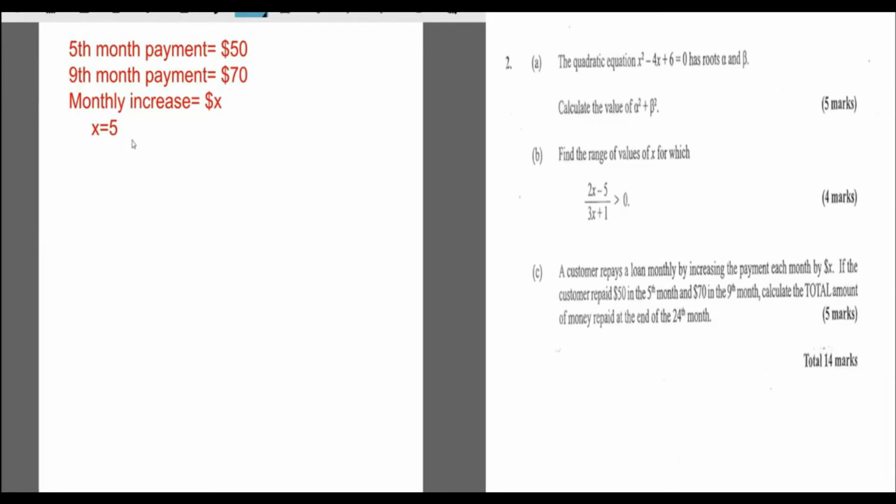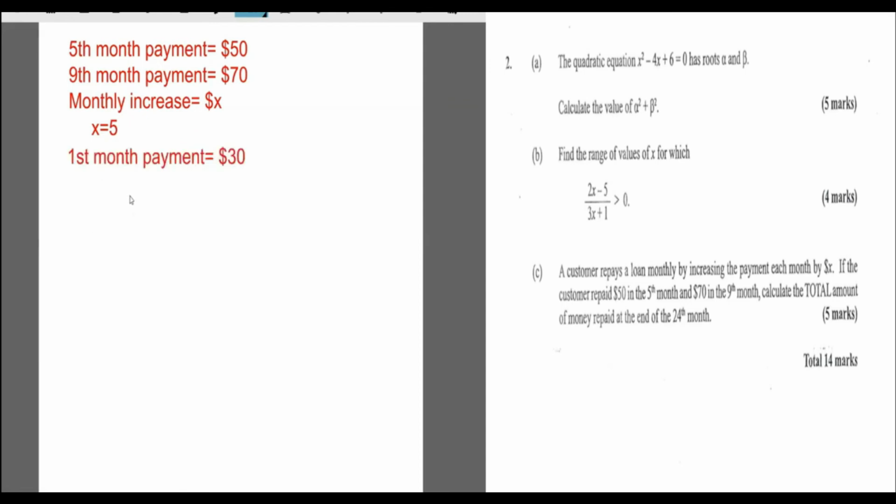So since we know that we were increasing the payment by $5, we can tell what the first month payment is. The 5th month payment is 50. In the 4th month it would have been 45. In the 3rd month, 40. In the 2nd month, 35. In the 1st month, the payment would have been equal to just $30, right?